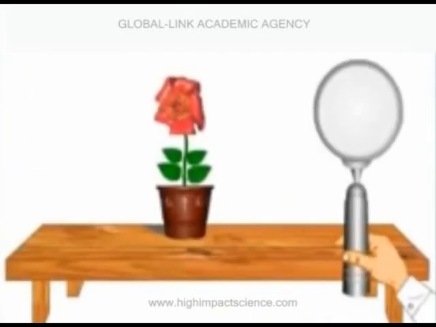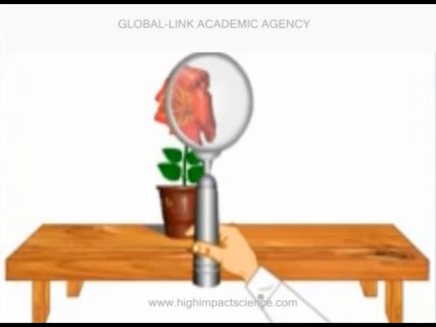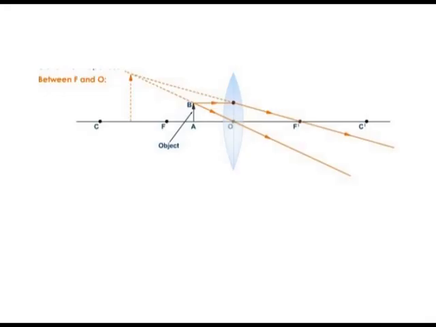When an object is placed between the principal focus and the optical center of a convex lens, a virtual, erect and magnified image is formed. This ray diagram shows how an object is enlarged when viewed through a biconvex lens. Observe that the object and the image are on the same side of the lens. The image is formed at the least distance of distinct vision from the eye. That is, the distance from the object is approximately equal to 25 centimeters.